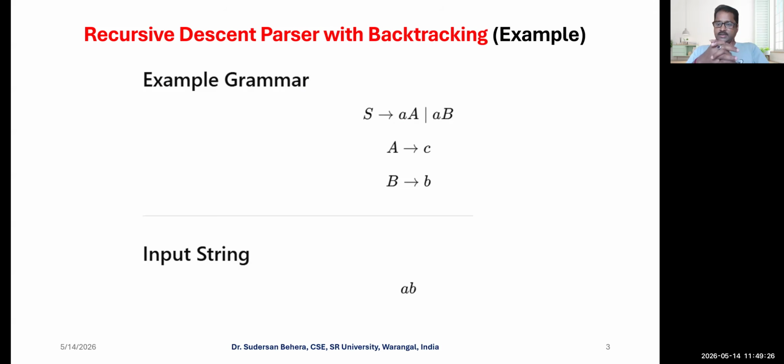In the 4 productions, 3 non-terminals are available. One is capital S, the start symbol of the grammar. Another one is capital A and another one is capital B, and A and B have their separate productions: A producing small c, whereas capital B deriving small b. So total 4 productions are given, and the input string is given: ab. So the parser is now engaged to produce the string small a followed by small b, ab.